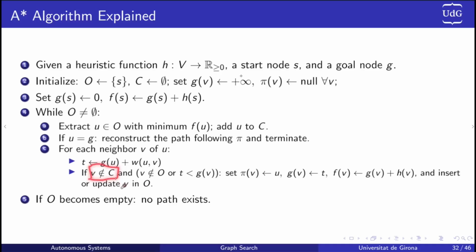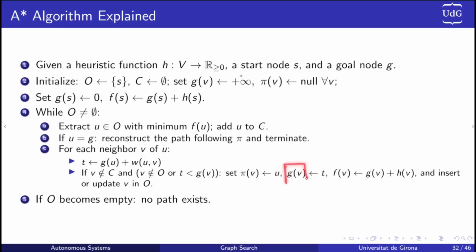If v is not in the closed list, and it's not in the open list, or if it's in the open list and the t is smaller than its current g value, then we set that for reaching v, we have to do it from u, and the new cost is t. Okay, the real cost of reaching this node.